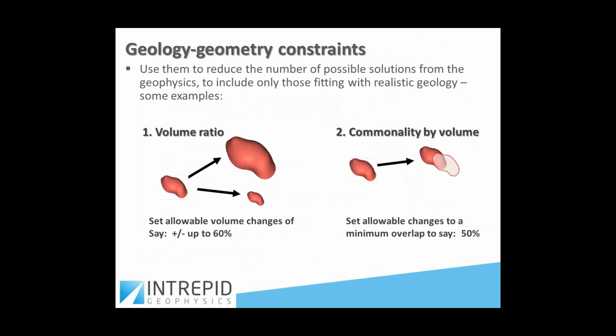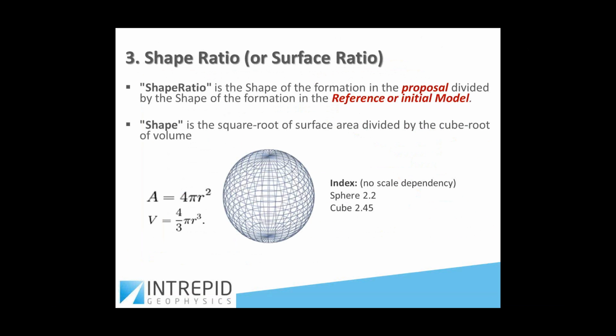The second type of geological geometry constraint which can be set is commonality by volume, and this is literally to talk about the overlap zone. So if you make a position shift of a geological unit, it can be allowed if you set the overlap zone of what it needs to comply with as it makes the modification.